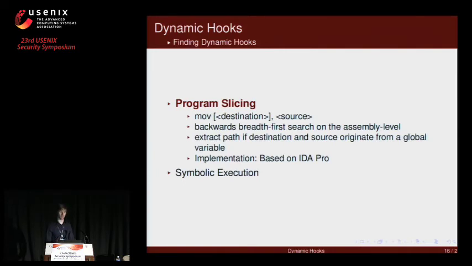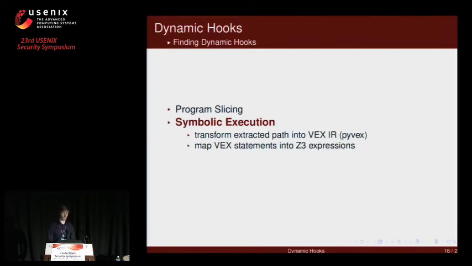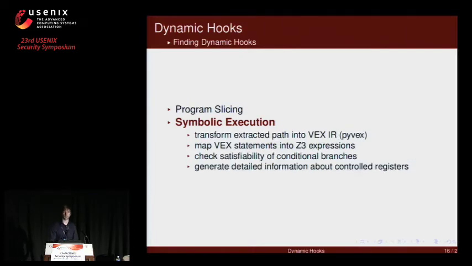Once we have extracted a potential path that we can use for a dynamic hook, we use symbolic execution to check whether the path is satisfiable. And for this purpose, we first transform the extracted path into the VEX intermediate representation using PyVex. We then map the VEX statements into Z3 expressions and execute the code symbolically. And in the process, we check whether the conditional branches are satisfiable, and we generate detailed information about the dynamic hook. For instance, which memory location we need to update to actually perform the last move, and which memory locations we need to update to actually pass the jumps.